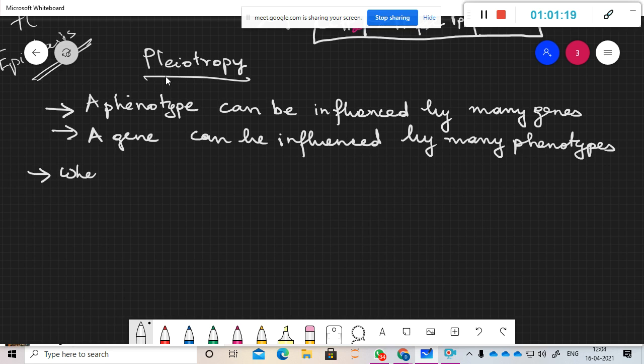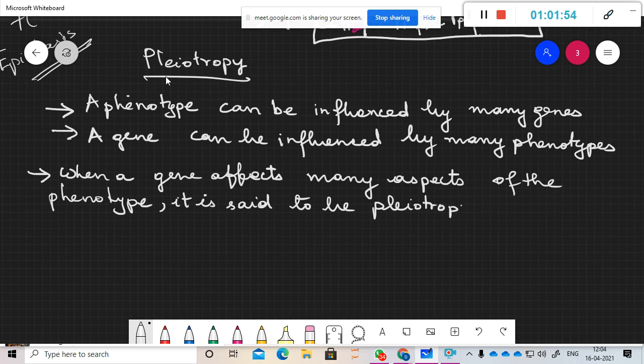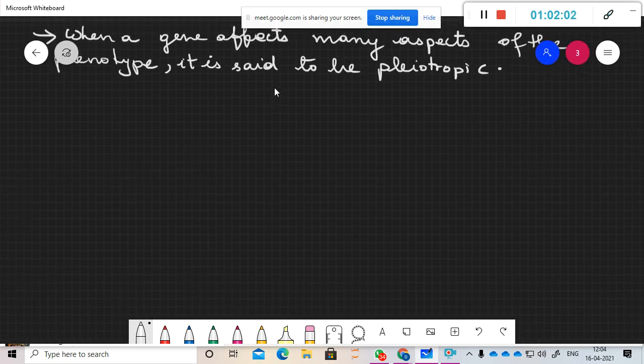So, when a gene affects many aspects of the phenotype, it is said to be pleiotropic. For example, the gene for phenylketonuria, PKU.